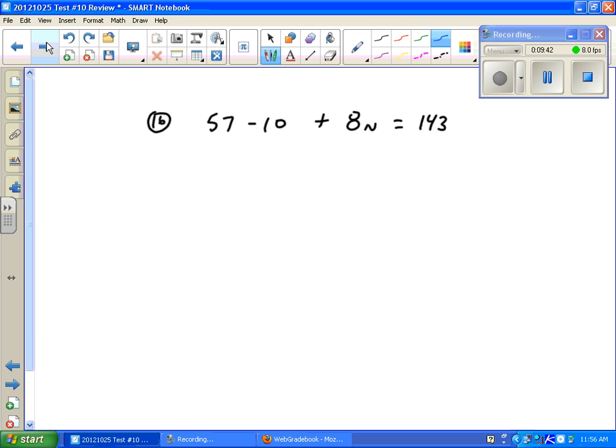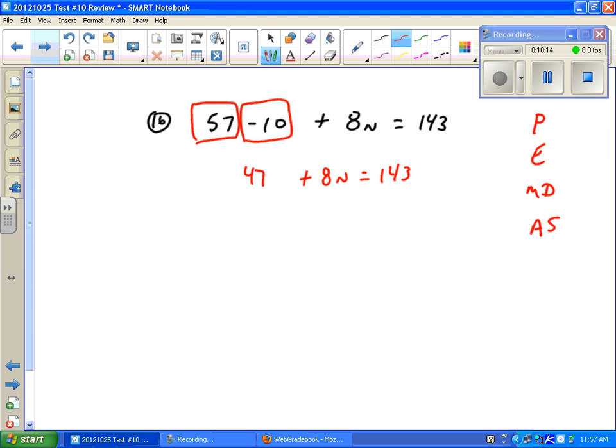Number 16 says 57 minus 10 plus 8n equals 143. Before we start undoing anything, we need to use our order of operations, which tells us we need to do some addition and subtraction first. Please excuse my dear Aunt Sally. There's no parentheses or exponents or multiplication and division, but we do have some addition and subtraction we could do, or we have some like terms we can put together. 57 minus 10 gives us 47 plus 8n equals 143.